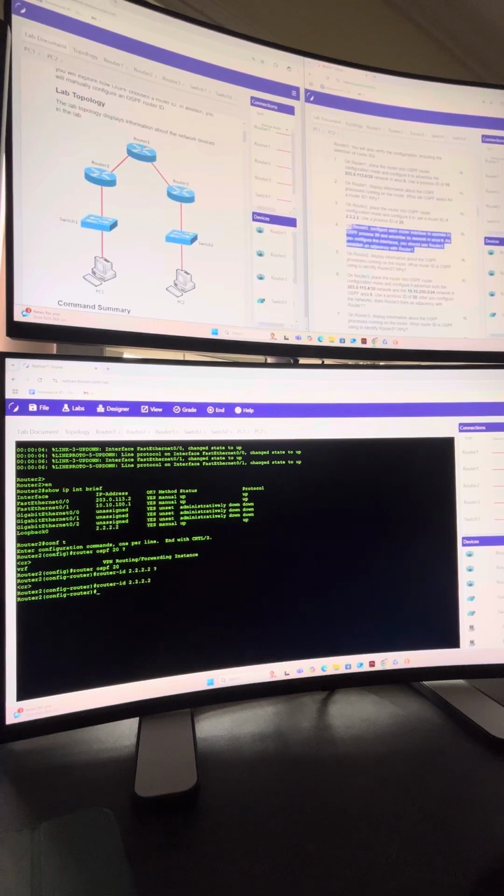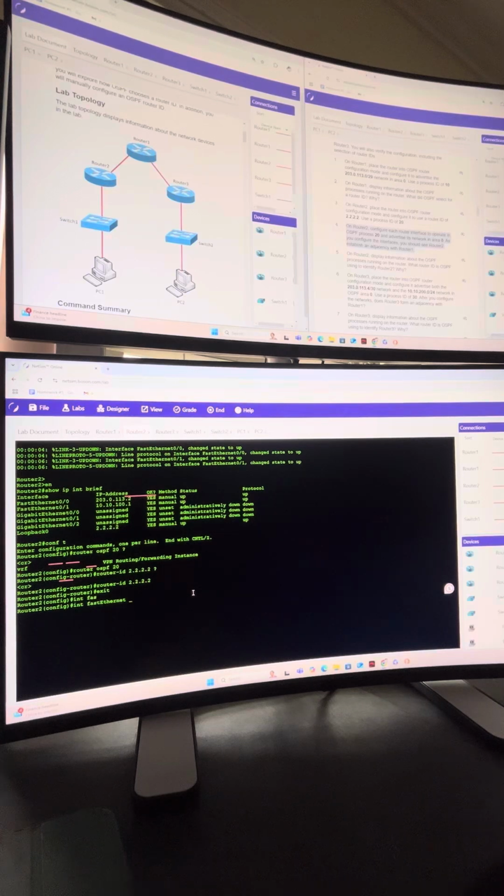Now on number 4, it says on router 2, configure each router interface to operate in OSPF process 20 and advertise its network in area 0. As you configure the interfaces, you should see router 2 establish an adjacency with router 1. Okay, so let's do an exit because we're going to be doing all of the interfaces that are configured. So we want to do it in interface configuration mode. So let's go into interface configuration mode.